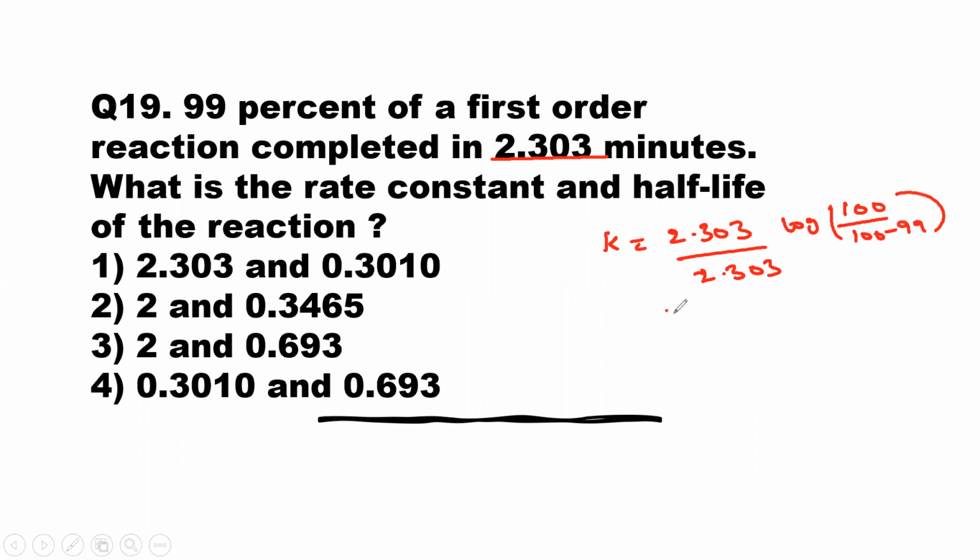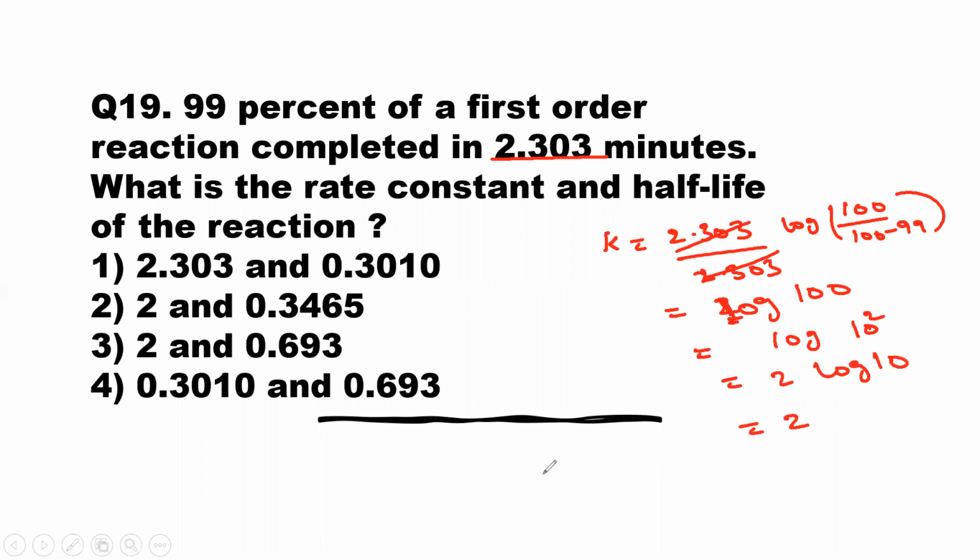By using this, you can take out this and this gets cancelled. Log 100 by 1, that is log 100. Log 100 means log 10 squared, which can be taken as 2 log 10. And log 10 to the base 10 is 1. So K is equal to 2.